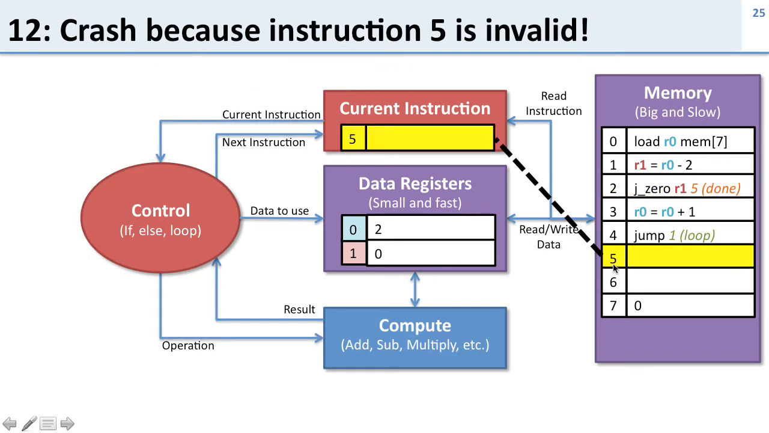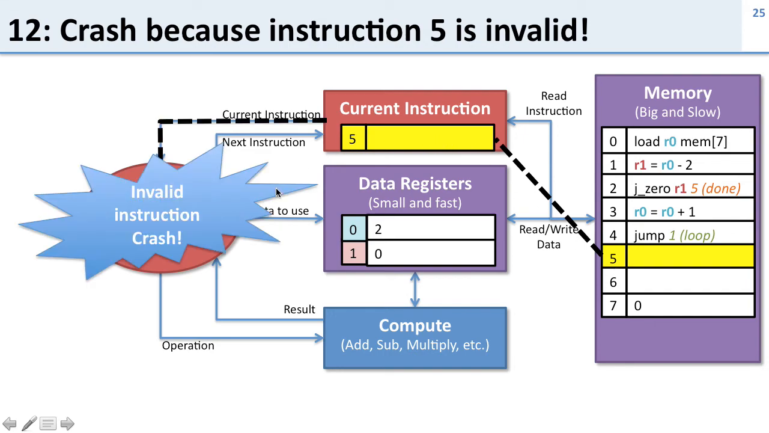Now we load instruction 5, and we go ahead and put instruction 5 into the control, and we crash. Well, why do we crash? Because this isn't an instruction. There's an invalid instruction. The control doesn't know how to use this, and so it'll crash the computer.